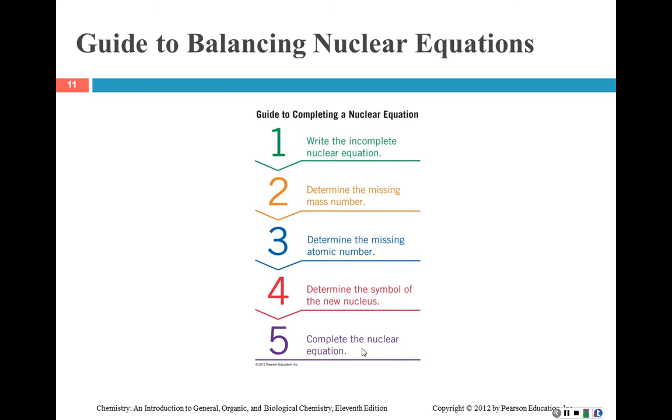So when we're writing these nuclear equations and balancing them, the first thing you do is you write the incomplete equation. You determine what mass is missing. You determine what atomic number is missing. Then you've got to figure out from the new atomic number, if it is a new one, what the new symbol is, because if the atomic numbers change, that means the number of protons have changed. So it has to have a new number, a new name. And so we have to determine that symbol, and then you complete that equation.